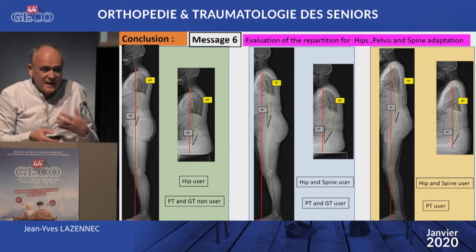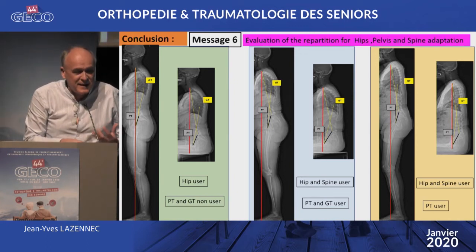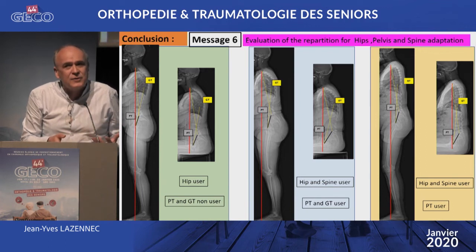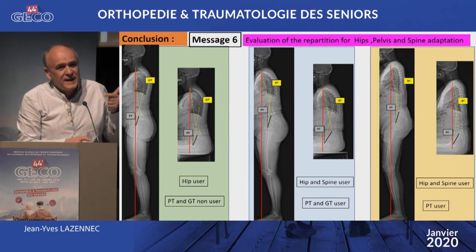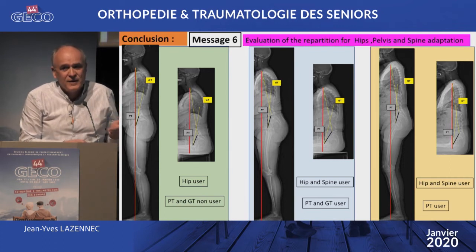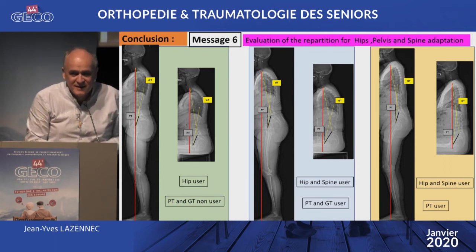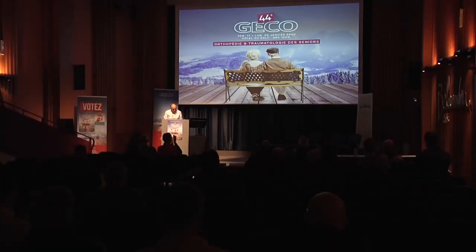So these are the few take-home messages that are gradually emerging after the analysis of a large series of aging patients. Beware of poor pelvic incidence. Don't consider only the pelvis, but also consider the upper spine. Thank you.